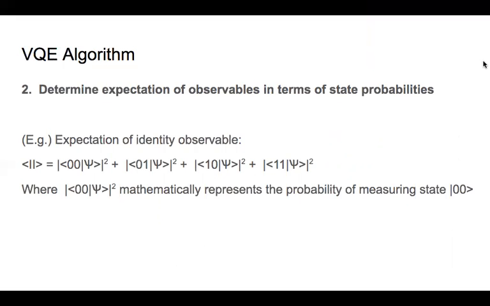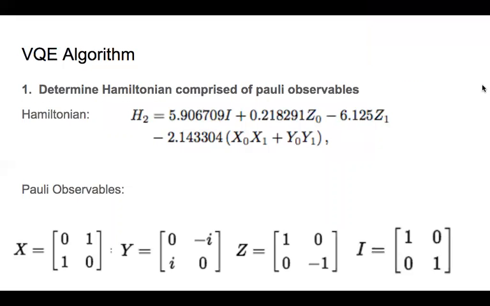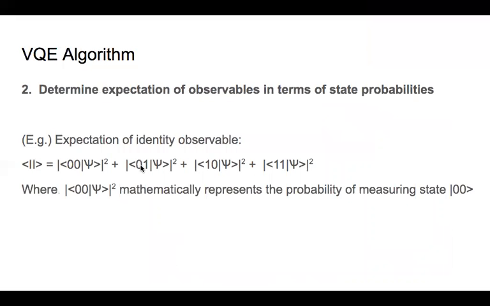Because we want to find the expected value of the Hamiltonian, which represents the expected energy, you have to find the expected value of each of those observables. Those can be represented by the different probabilities of measuring each of your different quantum states. Since we use 2 qubits, there are 4 possible quantum states: 00, 01, 10, and 11, meaning the first qubit is a 0 and the second qubit is a 0, the first qubit is a 0 and the second qubit is 1, and so on and so forth.